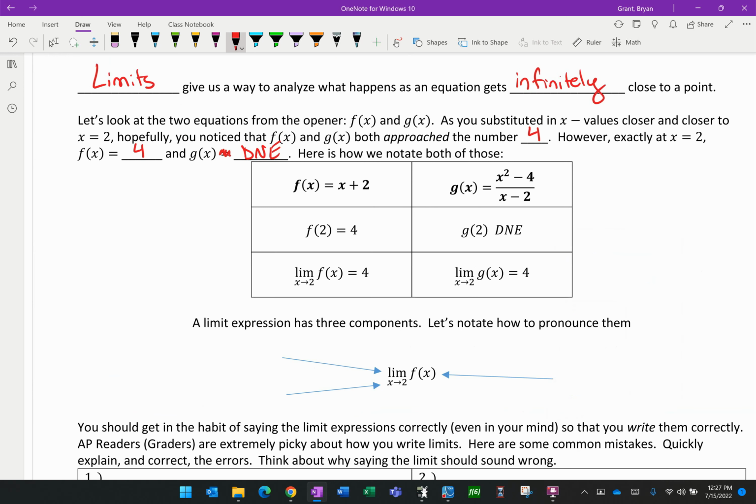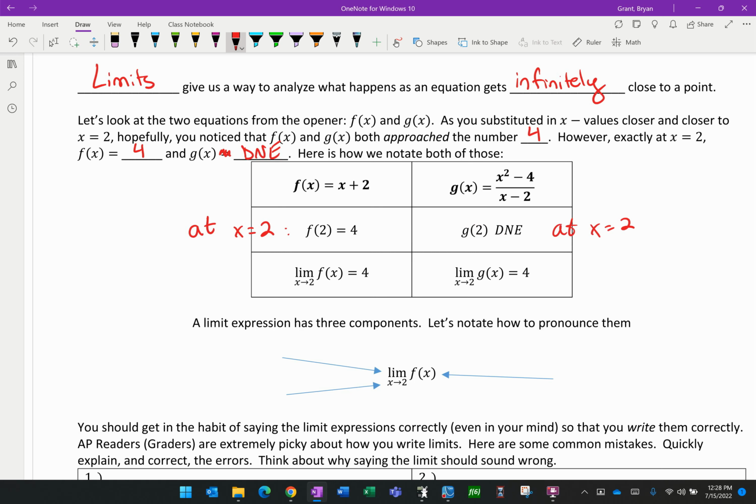I'm going to scratch out that equal sign. So here's actually how we notate those two concepts. Here are f of x and g of x redefined. F of 2 equals 4. This means at x equals 2, right? Specifically at an x of 2, the value of the function defined as f is 4. And at x equals 2, the g function does not exist.